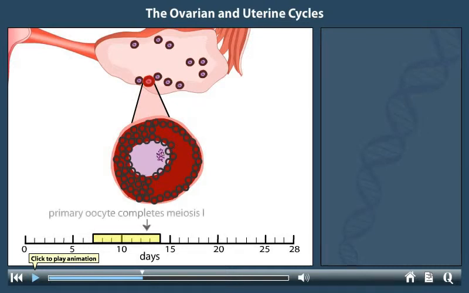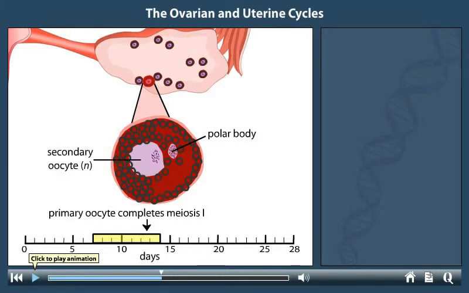The maturing primary oocyte completes meiosis I and divides into two haploid cells. Each of these cells receives half the chromosomes. However, one cell, called a polar body, receives very little cytoplasm. The other, now a secondary oocyte, enters meiosis II and arrests there until fertilization.